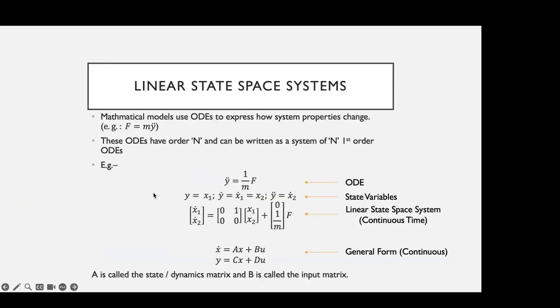So typically you have an order n system, and then you can write that nth order system as n first order ODEs. To do that, an example would be F equals MA. So your ODE would be y double dot equals 1 over M times F. And then your state variables, you would just say y equals x1, and then y dot equals x2 and y double dot equals x2 dot.